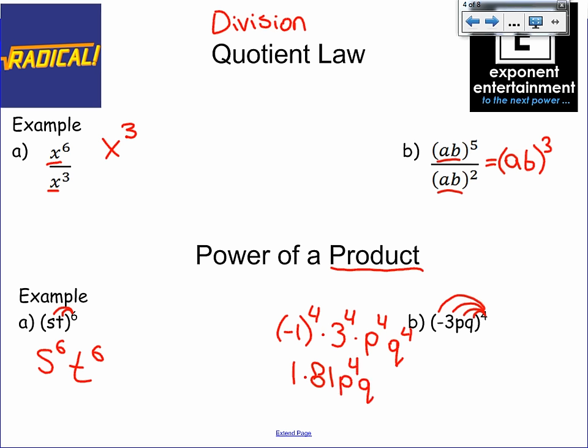You then can combine the 1 and the 81. You multiply them together, which just gives you 81. So we're just going to erase that one. That's silly to write it. The important part is realizing that -1 to the power of 4 gets rid of the negative symbol.